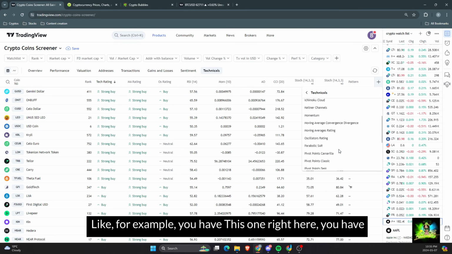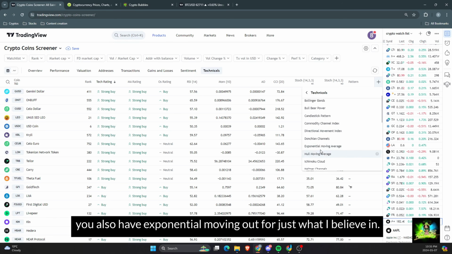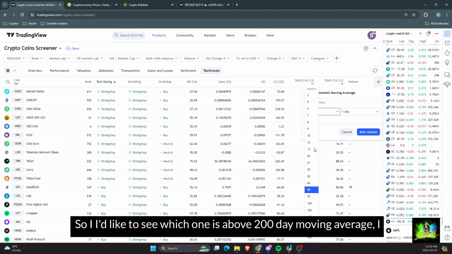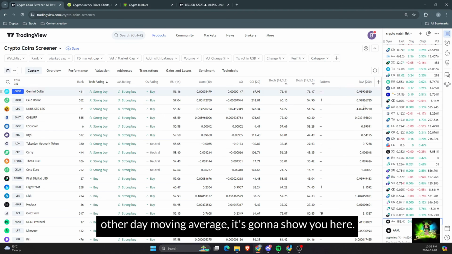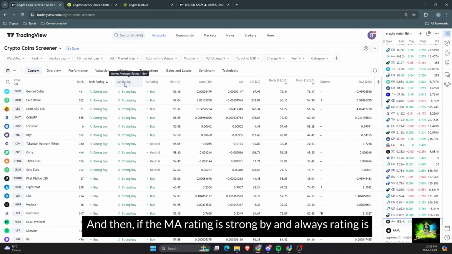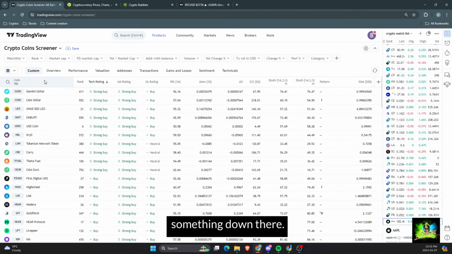For example, you have this one right here. You have the simple moving average that they have taken. You also have the exponential moving average, which is what I believe in. So I'd like to see which one is above the 200-day moving average, and I would add that here. If it is over the 200-day moving average, it's going to show you here. And if the MA rating is strong buy and the OS rating is strong buy, you need to find something here instead of finding something down there.